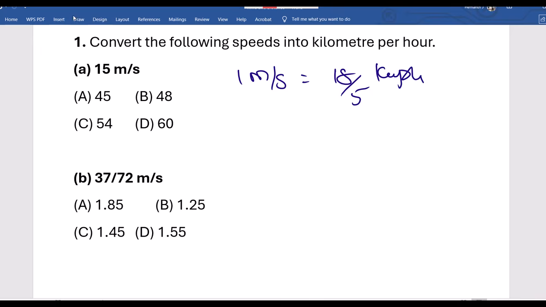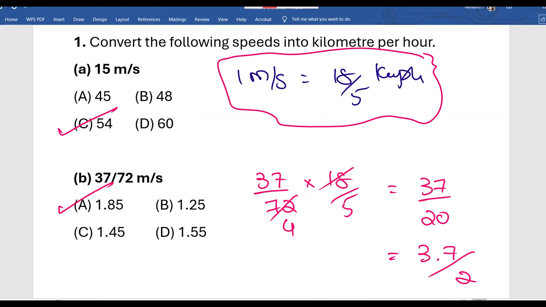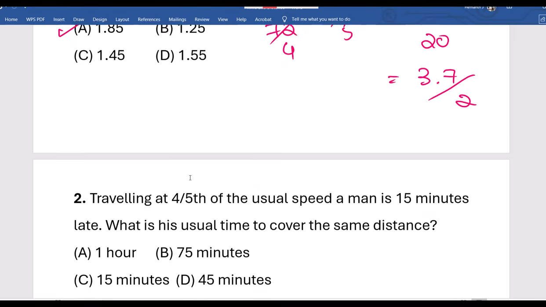So if you do that, the first one is nothing but option C. Second one: 37 divided by 72 into 18 divided by 4, which is nothing but 37 divided by 20, which is 3.7 divided by 2, which is 1.85. It's very simple, meters per second into kilometers per hour, you need to do that conversion. That's the first question, where you have two questions internally.